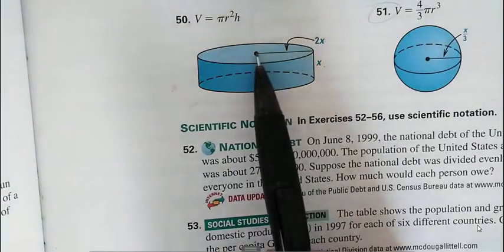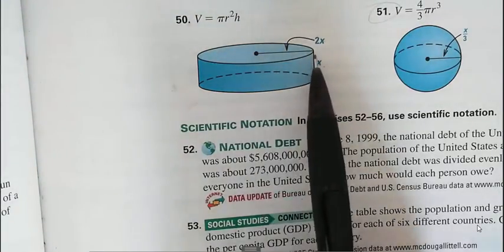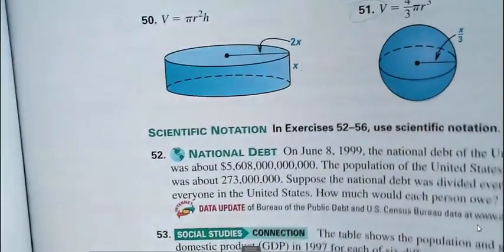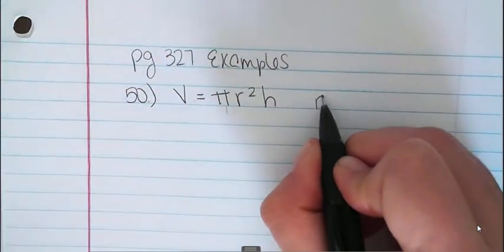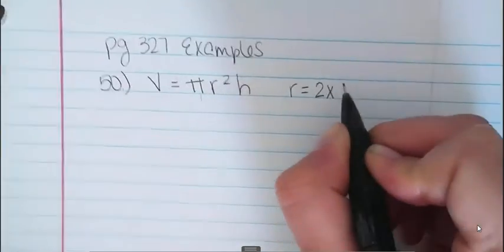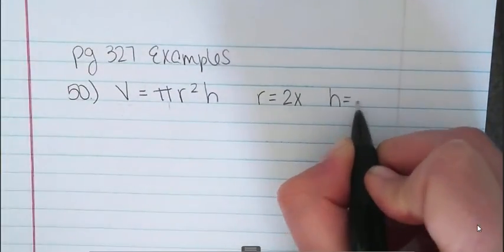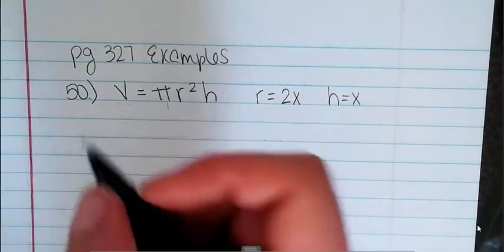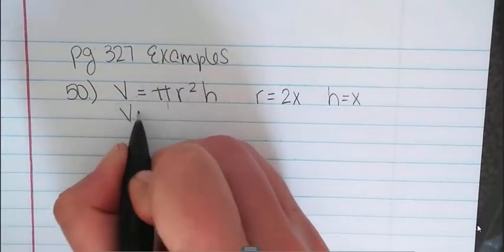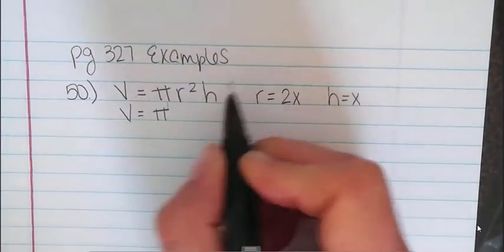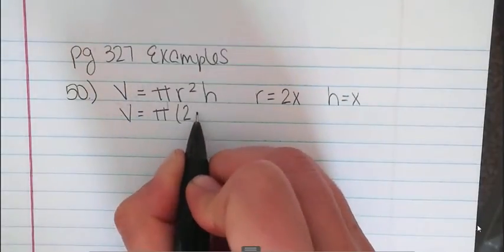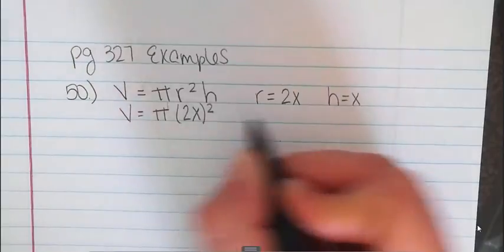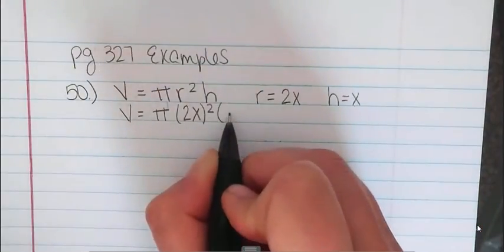Okay, so my radius is 2x and my height is x. And I'm going to come up with an expression for this. So again, my radius is 2x. My height is x. So I plug it in. My volume now is pi times my radius, 2x, squared, times my height, which is another x.